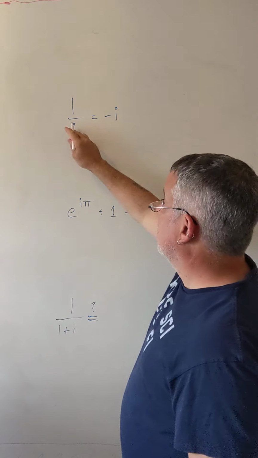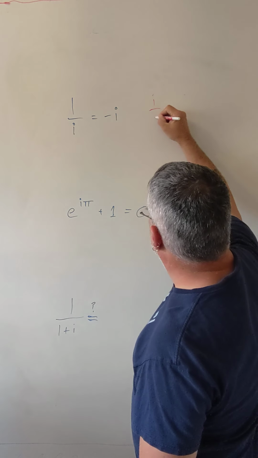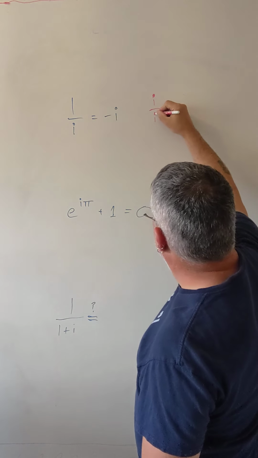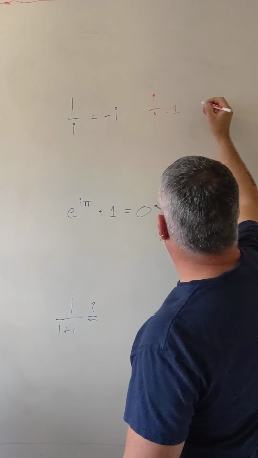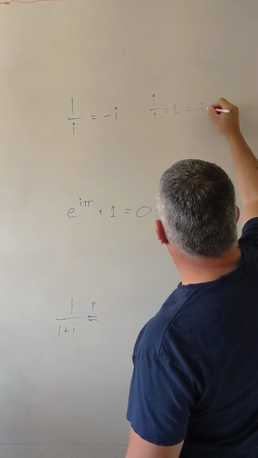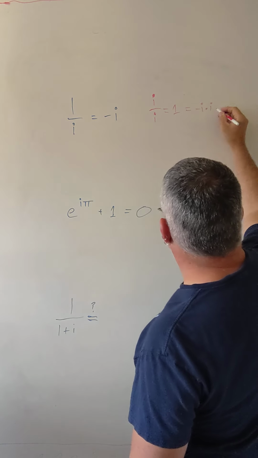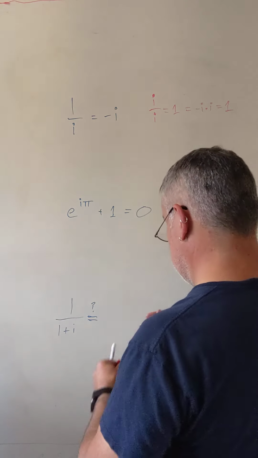Well, we could multiply both sides of this equation by i. What do we get? Well, we get i over i, which of course is just equal to 1 on this side. And here we get that equals minus i times i. i times i is minus 1, which also equals 1. Okay, maybe not so strange.